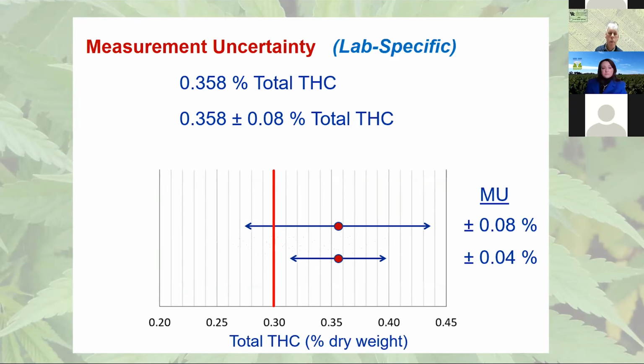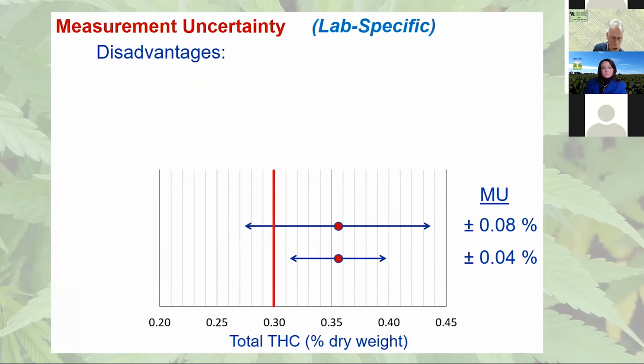Well, if this same sample was tested in another lab and that lab got the same exact result of 0.358%, but their measurement uncertainty was 0.04%, then the expected real concentration of THC would be somewhere in between 0.315 and 0.395%. So the outcome of this analytical result from this lab, the same concentration but a different measurement uncertainty, would be that the sample is illegal because of the certainty that the THC concentration is above 0.3%.